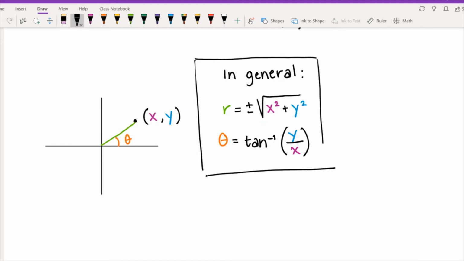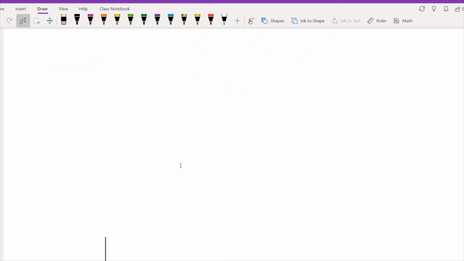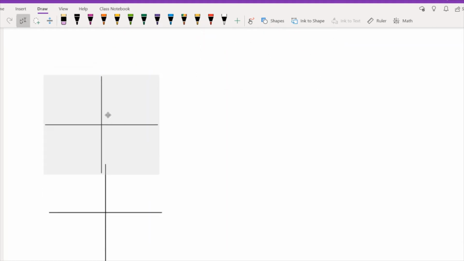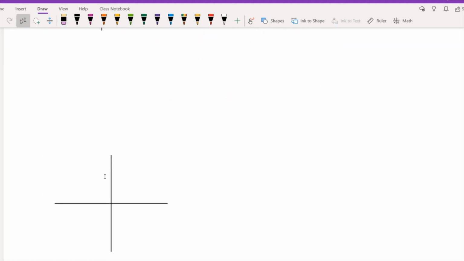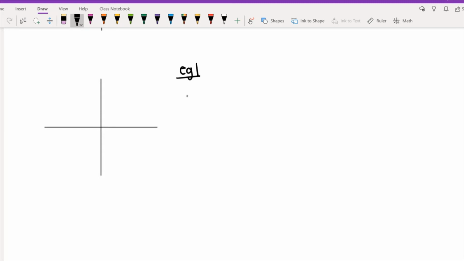Okay, so I want to do another example where we're going to apply this formula and basically see how this plus or minus business comes into play. So let's say that we're trying to translate the point. Let's move this up a little more. So let's try to convert the point -3, -1 to polar coordinates.